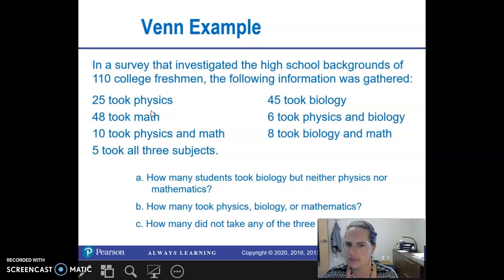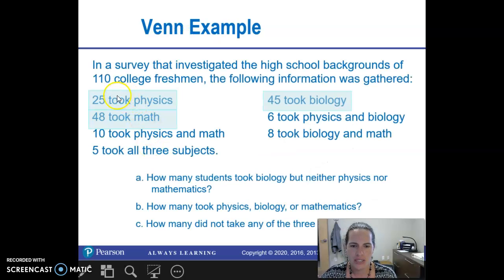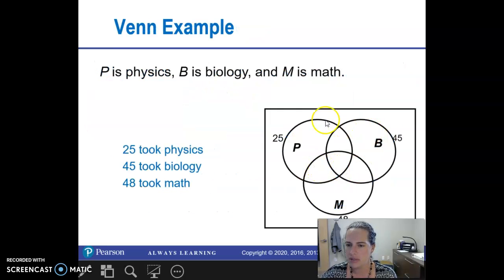Okay, let's start with a Venn diagram. We said there were 3 subjects, right? Physics and math and biology. So let's start with that. P is physics, B is biology, M is math. And I'm just going to draw 3 overlapping circles here. Now, back in that question, it did tell us that 25 of them took physics, 48 took math, and 45 took biology. So let's go ahead and write those numbers out here beside their circles.